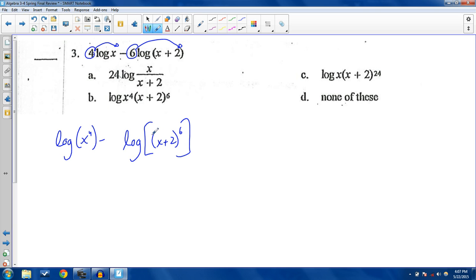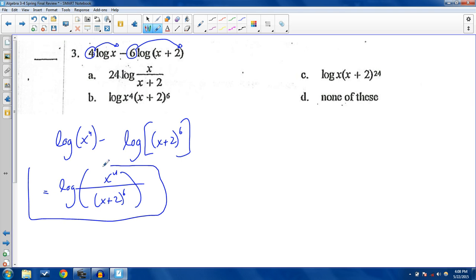Notice, I really like the parentheses around logs as well as the ones around the function there. Because it's subtraction, these will be divided here. So this will become log of x to the 4th over x plus 2 to the 6th power. That would be your final answer. That doesn't exist anywhere, so it must be D, none of these. And I look at my answer sheet, yes, that's true. It does end up being D.